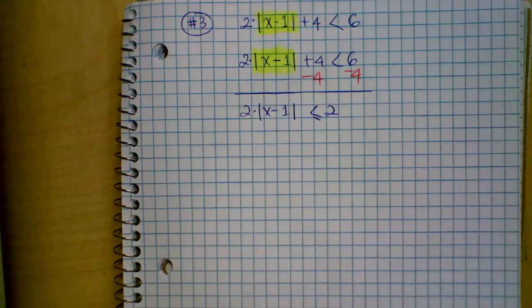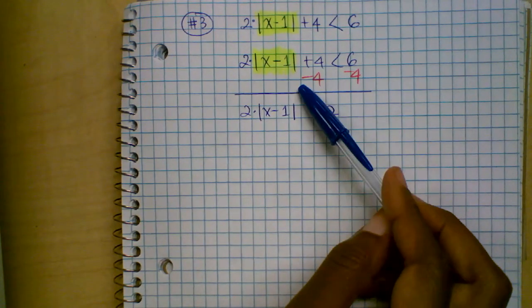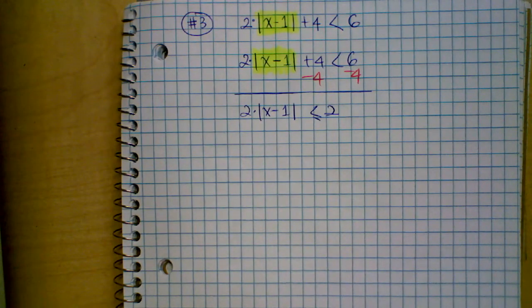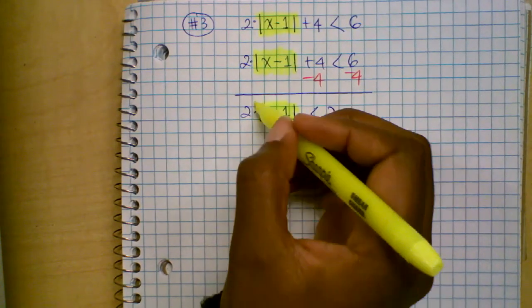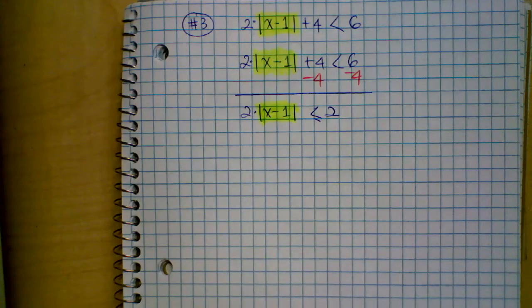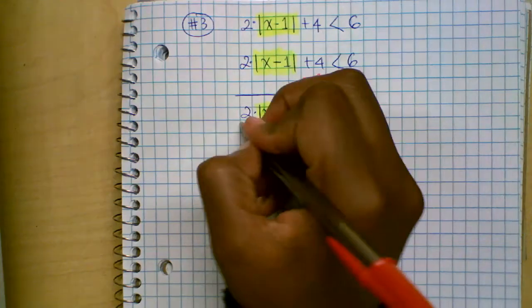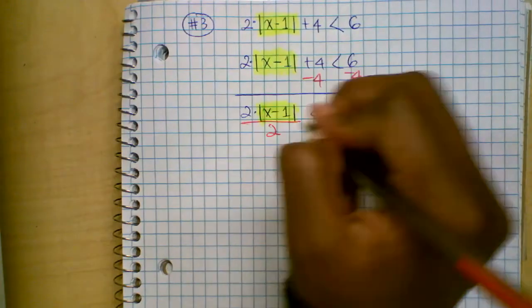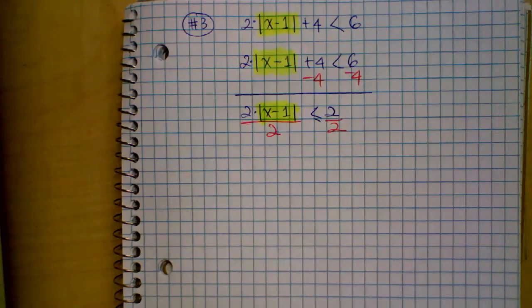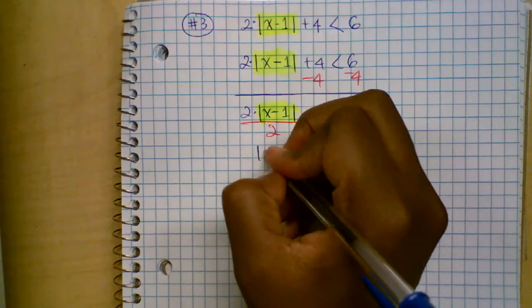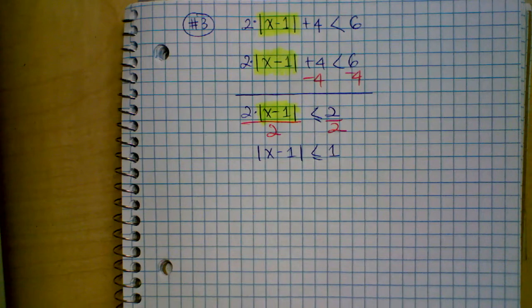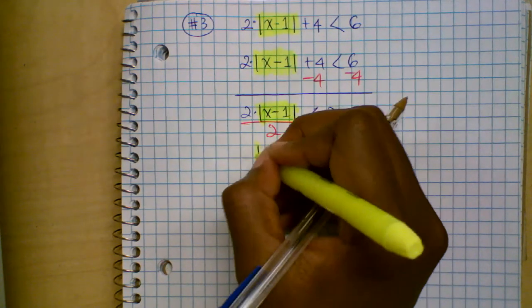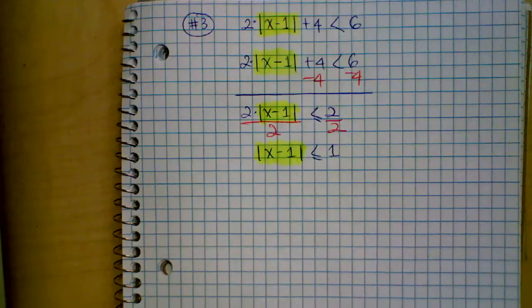So for the first step, we subtracted 4. Now for the second step, we want to isolate the absolute value. You want the absolute value to be all alone on the left side of the inequality. So what are you going to do? Again, to undo multiplication by 2, we divide by 2 on both sides. Now we see the absolute value is all by itself, and that was the goal, right?